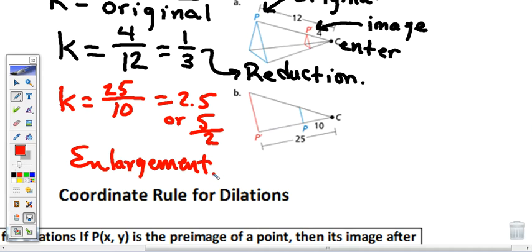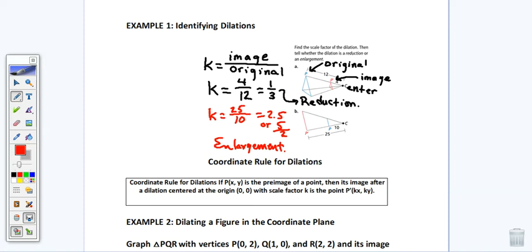That's definitely going to be an enlargement. How many had 5 over 2 or 2.5 or 25 over 10? That's pretty simple. So let's take this idea and move forward with it.